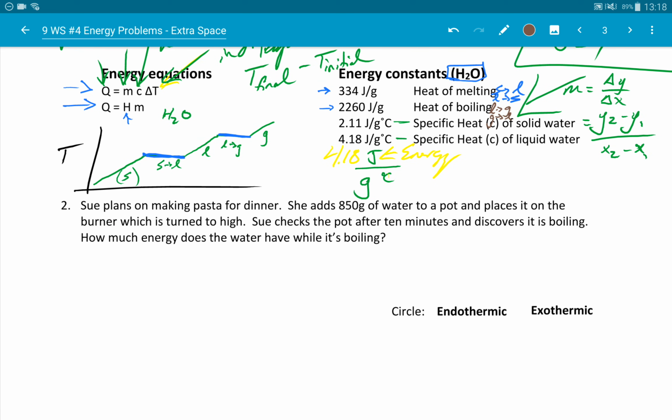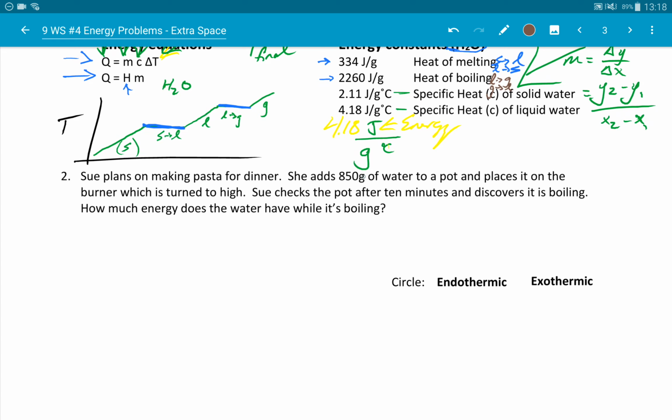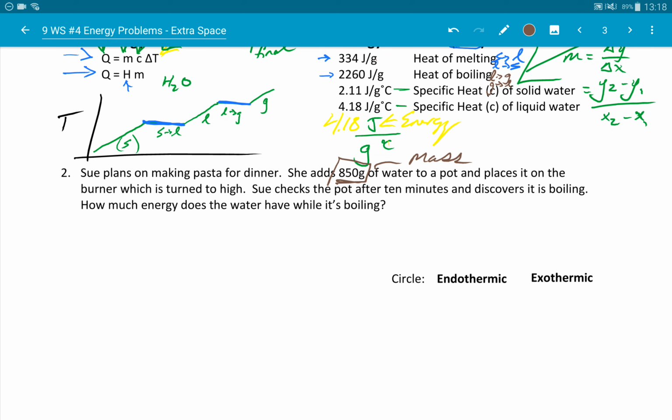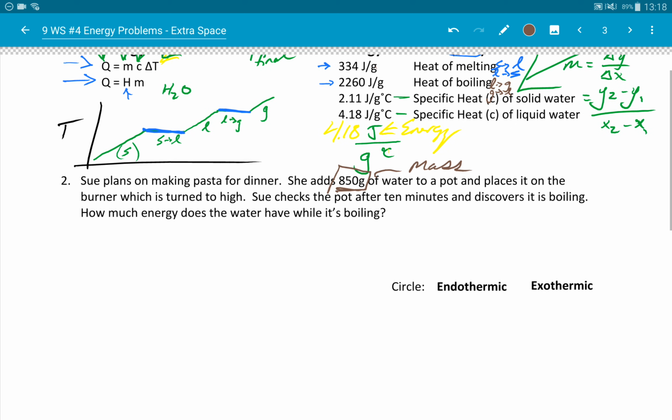So Sue plans to make pasta for dinner. Great. She adds 850 grams of water. Cool, that's a mass there. I notice the units are in grams, and all of my things here are in grams as well, so I don't need to change units there. She adds the water to a pot and places it on the burner, which is turned to high. Okay, cool. Just like you normally would.